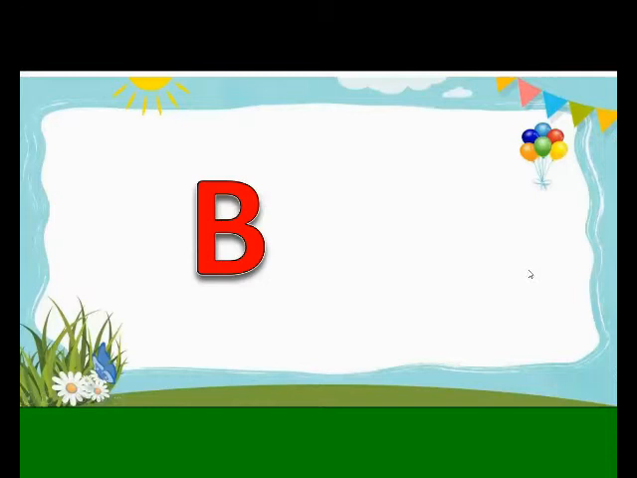Now, what comes after A? Yes, this is the letter B. And the sound of letter B is B. Capital letter is called B and the small letter is called B. Now I will tell you the objects which begin with letter B.